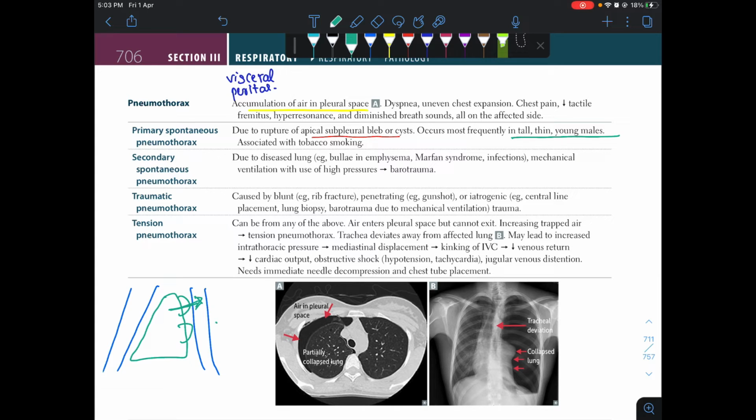Hence, the negative pressure changes to positive pressure within the pleural space. Hence, this causes loss of lung volume, and the increase in the pleural space pressure leads to collapsing of the lung. Eventually, the lung will be collapsed. In spontaneous pneumothorax, the trachea will be deviated to the same side.